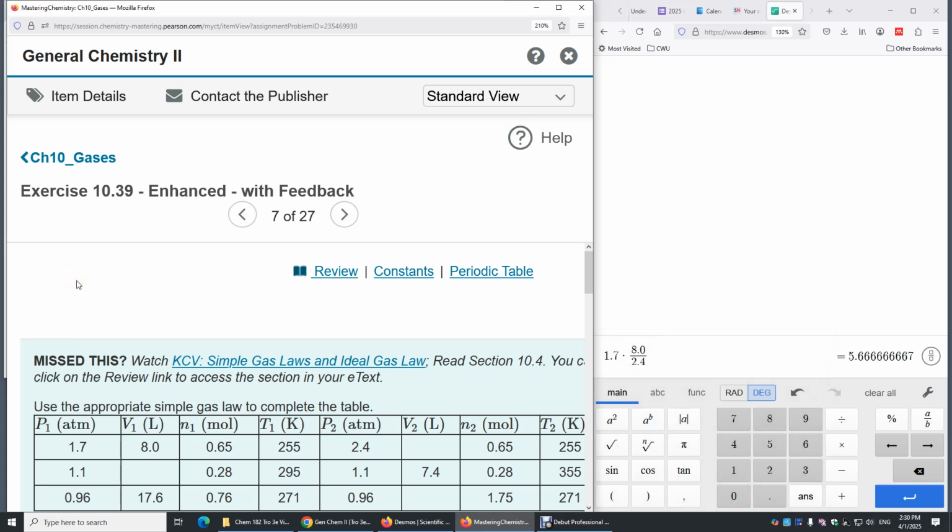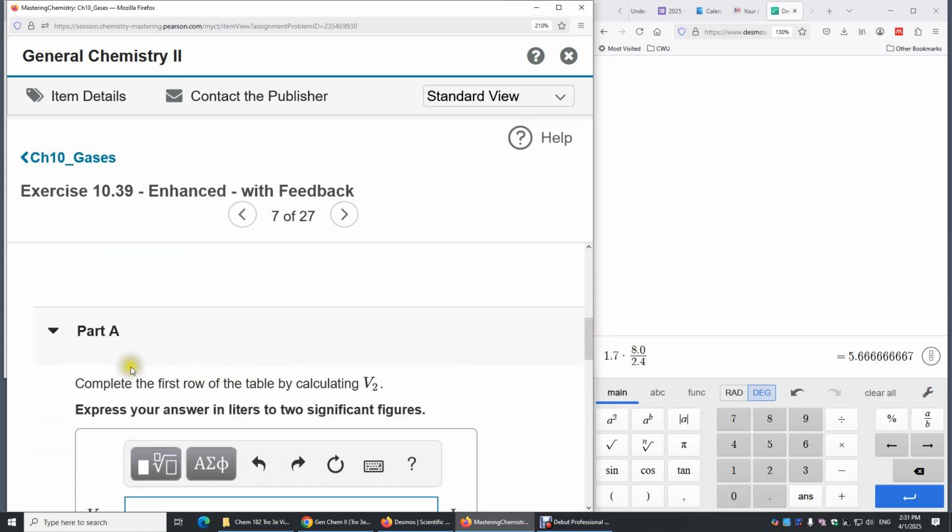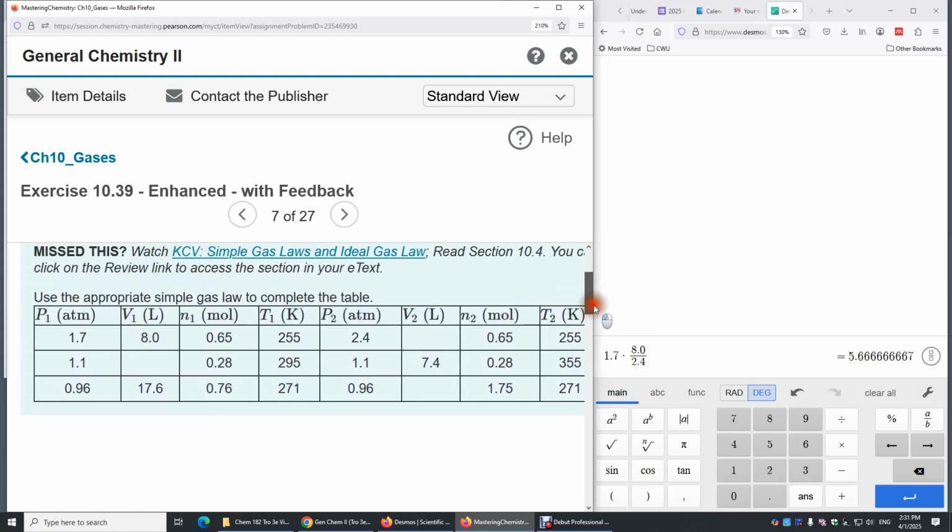Chapter 10 Gases. Exercise 10.39. Use the appropriate simple law to complete the table. We see one blank in the first row, one in the second row, and another in the third row. Part A. Complete the first row of the table by calculating V2.